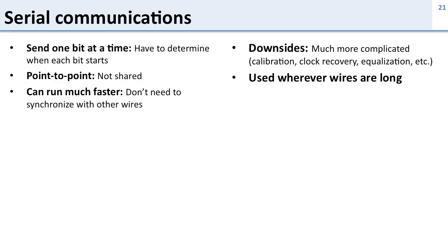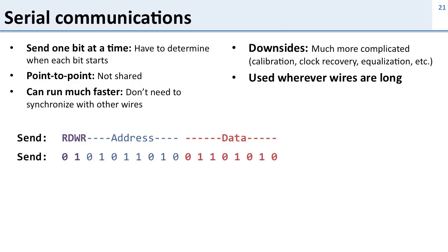And serial communications are used wherever wires are long. And long is a definition that changes, because the faster you want to run your data, the longer a wire seems. So if you're doing very slow communications, you can use a very long wire. If you're doing very fast communications, you have to keep your wires short. So let's take a look at sending some serial data.